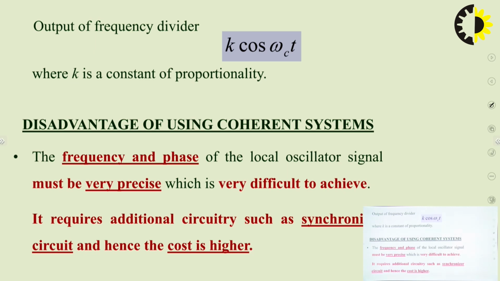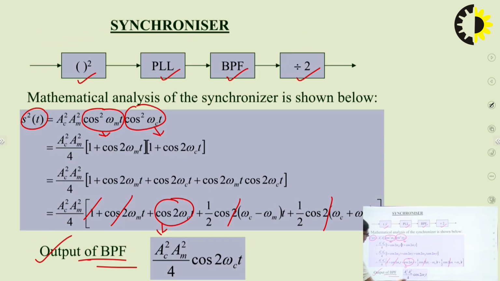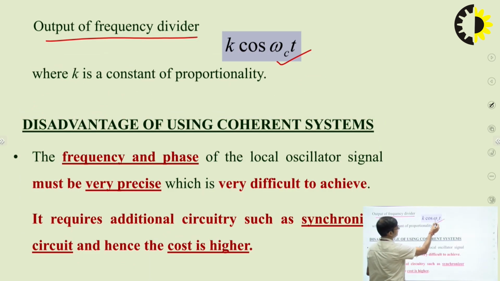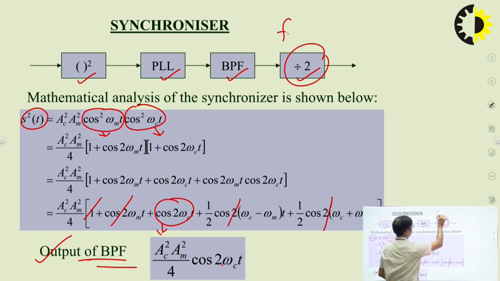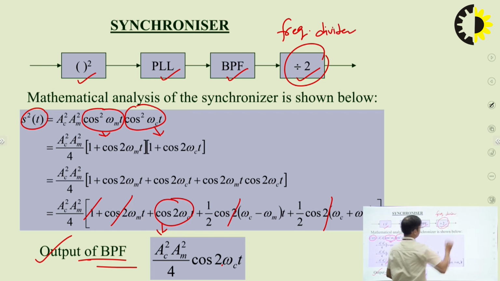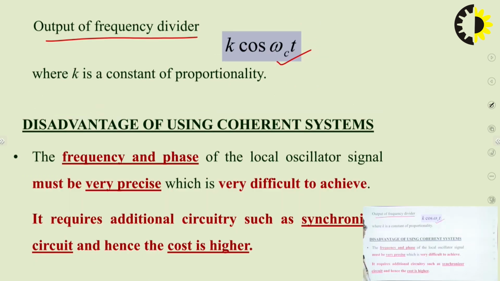Now, the output of frequency divider is k cos omega c t, where the frequency is divided by 2. Here we have a frequency of 2fc, and here we have a frequency of fc. So this is your frequency divider circuit. It divides the frequency by 2. So we are having a frequency component which is k into cos omega c t, where k is a constant of proportionality.